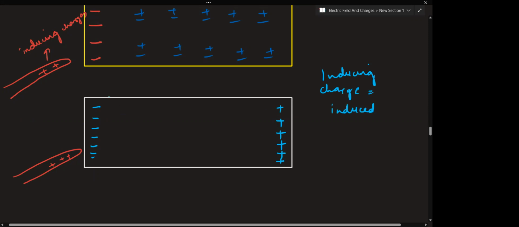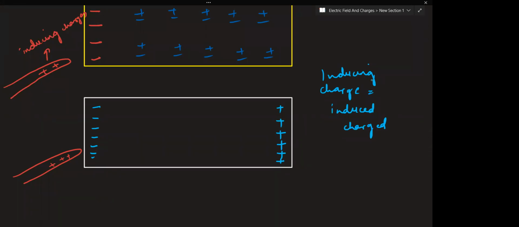These are induced because of this rod, because of this phenomenon of induction. So these are induced charges. The inducing charge becomes equal to the induced charge, and only till then will this occur. What happens? As soon as the glass rod is taken away, the charges will disappear. This is the phenomenon of electrostatic induction. Till the time the glass rod is over here, this is the setup which you see.